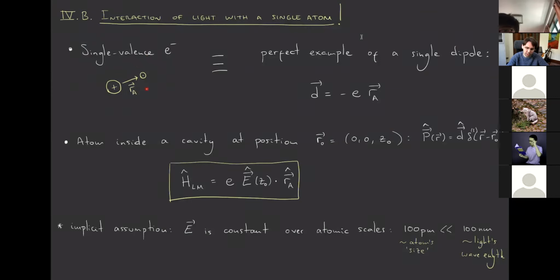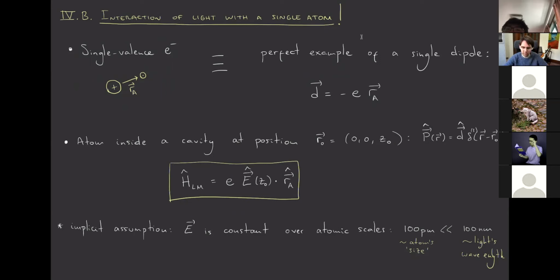So this is essentially the perfect example of a single dipole, in which we have a positive charge and a negative charge that are bound, and they are separated by some distance r. And therefore, this gives us just a dipole, which is proportional to the atomic relative coordinate that we already discussed in the chapter on matter.